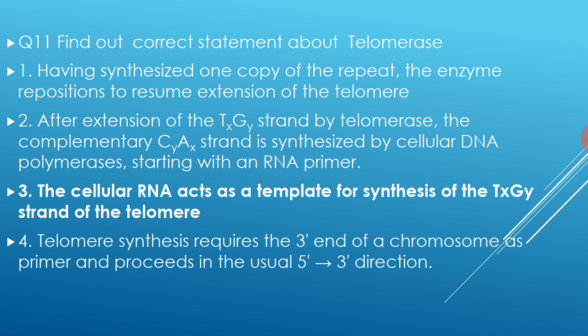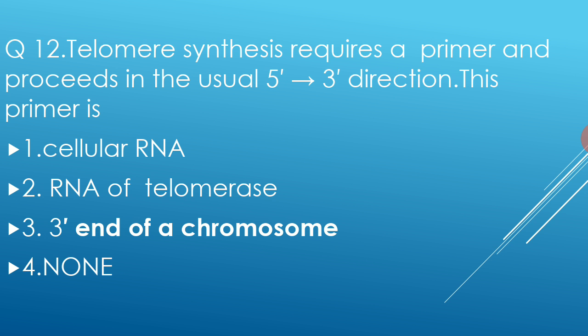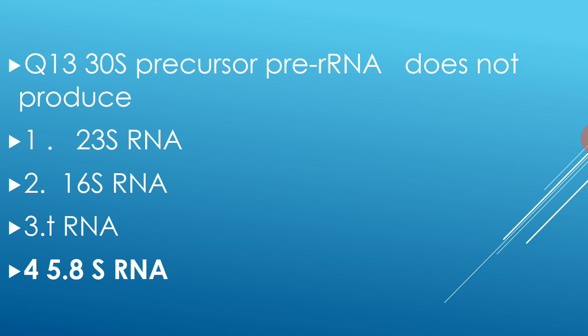Telomerase synthesis requires the 3' end of a chromosome as a primer and proceeds in the usual 5' to 3' direction. So the answer of the previous question about telomerase is the third one. Telomerase synthesis requires a primer and proceeds in the usual 5' to 3' direction. This primer is cellular RNA, RNA of telomerase, 3' end of a chromosome, or none of the above. The answer is the 3' end of a chromosome.